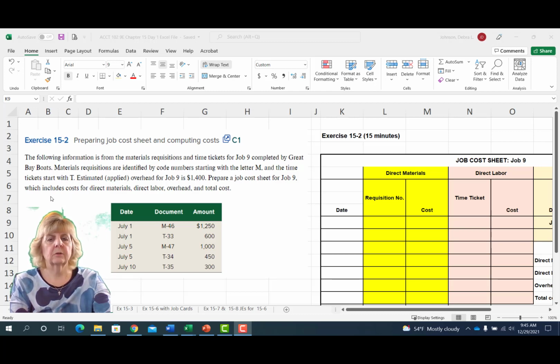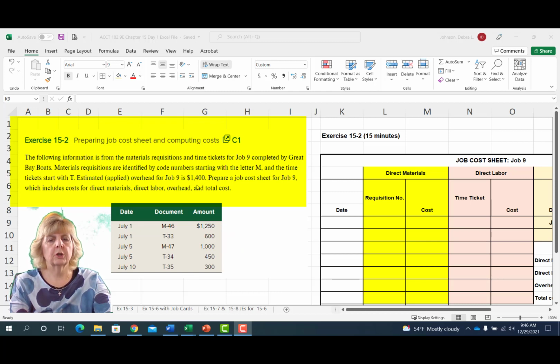Let's read this exercise together and fill out this all-important job cost sheet. It says the following information is from the materials requisition and time tickets for a particular job completed by Great Bay Boats. The materials requisitions start with the letter M, and the time tickets start with the letter T. Estimated overhead is $1,400.